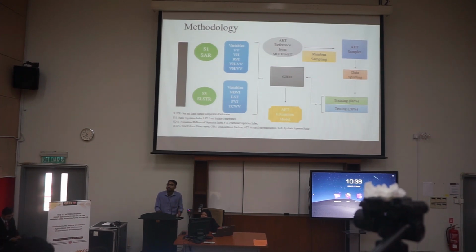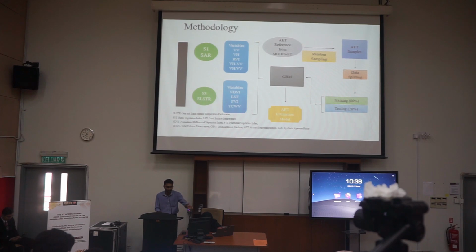For water use efficiency and water productivity, evapotranspiration is one of the main components. To estimate the evapotranspiration, here we are using a machine learning algorithm model called gradient boost machine. So this is the methodology to estimate the evapotranspiration. Here we are using the Sentinel-1 synthetic aperture radar and Sentinel-3 SLSTR data.